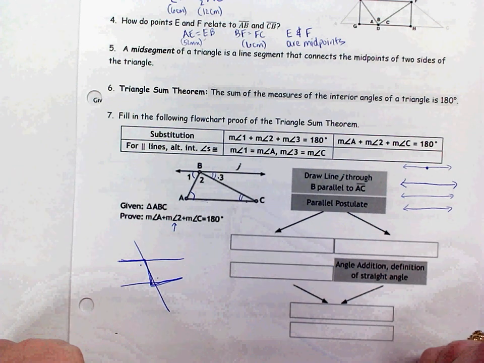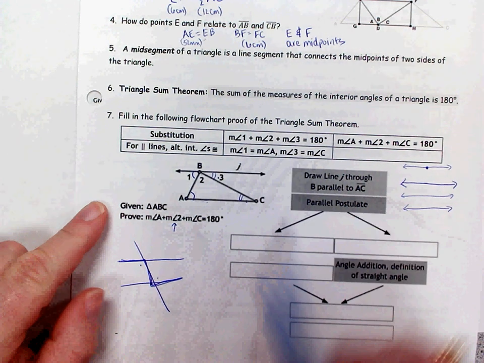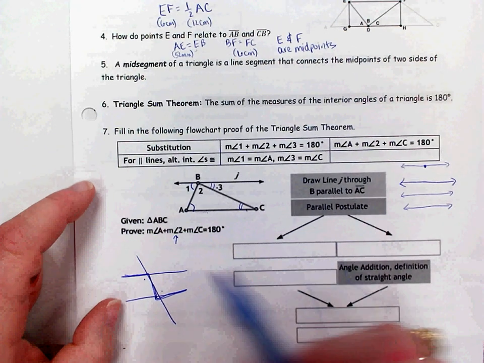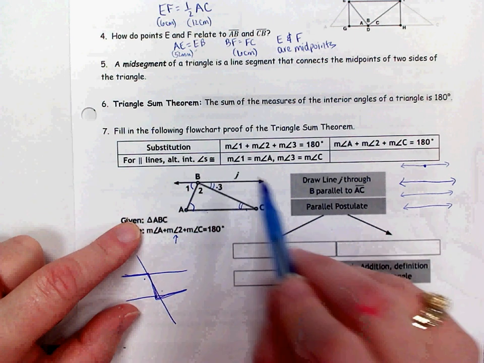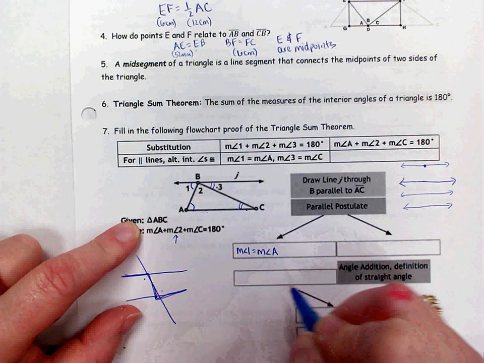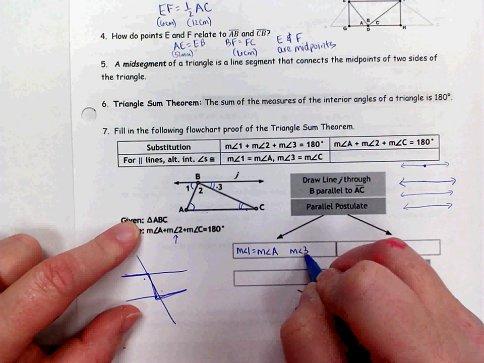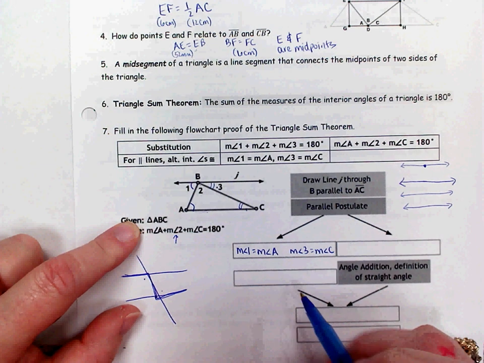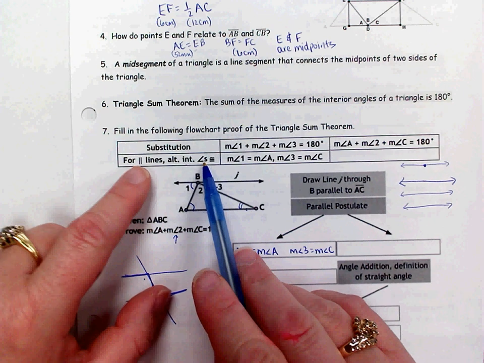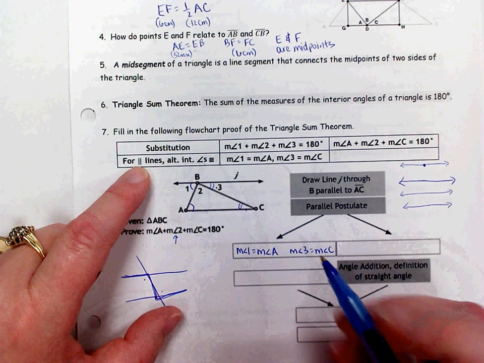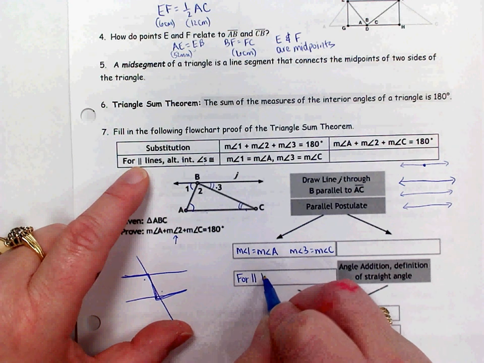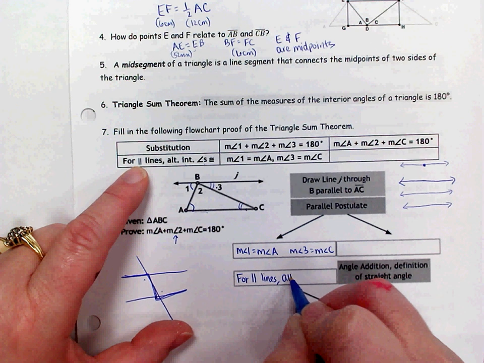So you can see that's a choice in our choices here, not given. The only thing we're given is triangle ABC. The measure of angle 1 has to equal the measure of angle A, and the measure of angle 3 has to equal the measure of angle C. Because again, what type of angles are they? They are alternate interior angles from parallel lines, so we know they have to be congruent. So that's what I'm going to put for the reason down there. For parallel lines, the alternate interior angles are congruent.